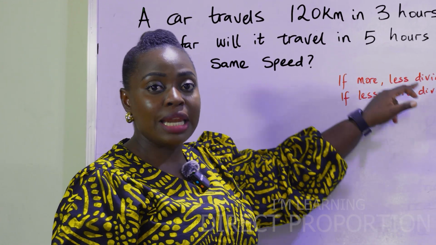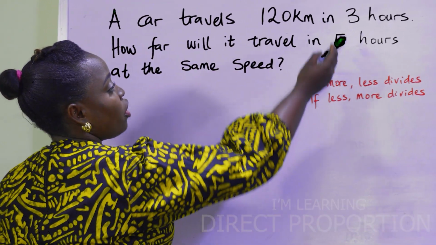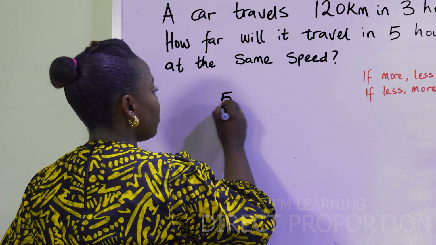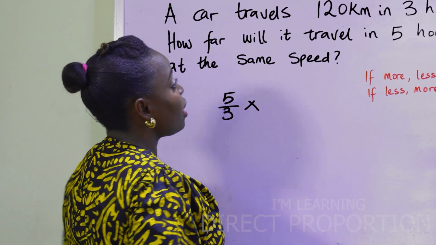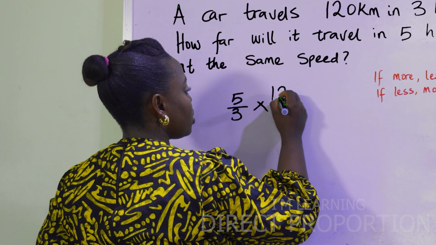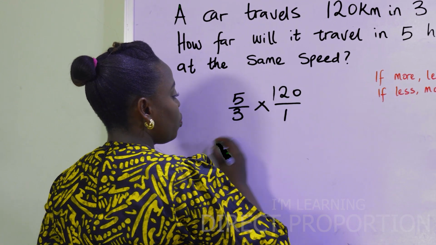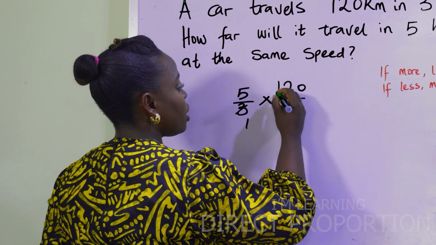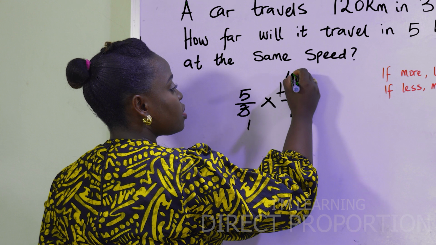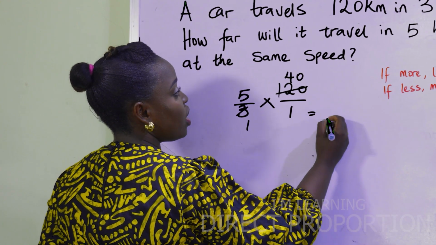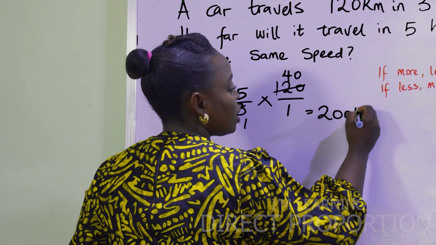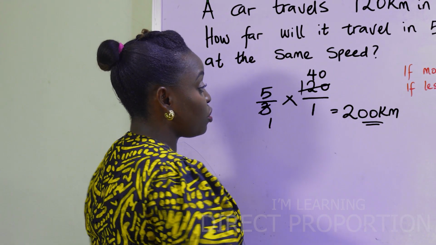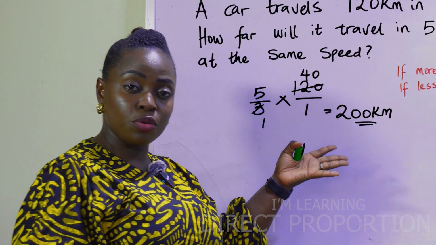And if more, less divides. So out of 5 and 3, which is less? Less is 3. So 3 is going to divide 5. And then you multiply that by 120. Now let's go. You reduce and then multiply. 3 goes here 1 time, 3 goes in this 40 times. 40 times 5 is 200 kilometers. So whether you use the first method or you use this method, you will arrive at 200 kilometers.